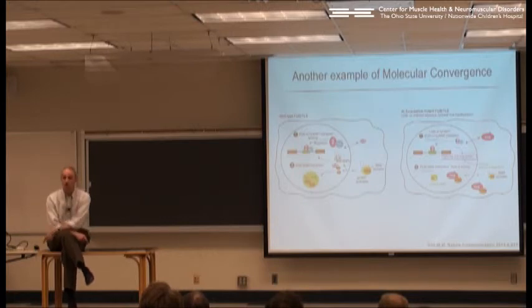SMA is recessive, so there's no wild type protein, whereas ALS genes are dominant. So, right. Is that a factor?